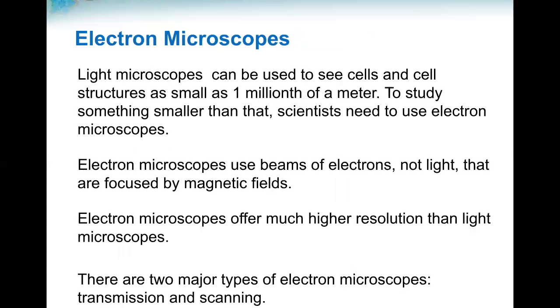Light microscopes can be used to see cells and cell structures as small as 1/1,000,000th of a meter. To study something smaller than that, scientists need to use electron microscopes. Electron microscopes use beams of electrons, not light, that are focused by magnetic fields. Electron microscopes offer much higher resolution than light microscopes. There are two major types of electron microscopes: transmission and scanning.